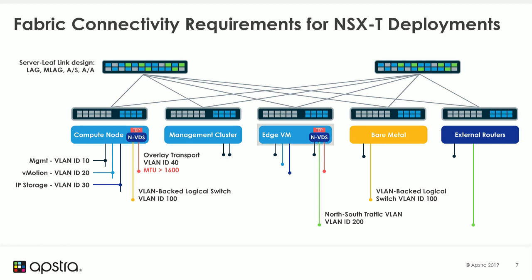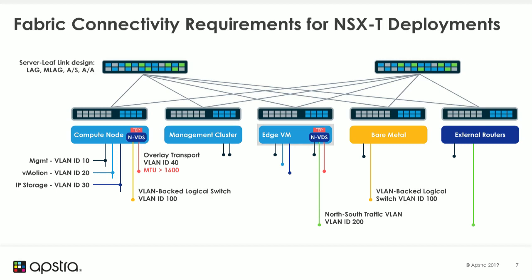First of all, for each physical server that is going to host the NSX-T deployment, I need to provide the proper fabric connectivity between my server and my top-of-rack switch. So I have to think about what server-to-leaf link design I want. Do I want LAG? Do I want MLAG? Do I want to go with active-standby or active-active links? Based on my design choice, I will need to generate configuration on my top-of-rack switch as well as on my server to achieve the desired design.